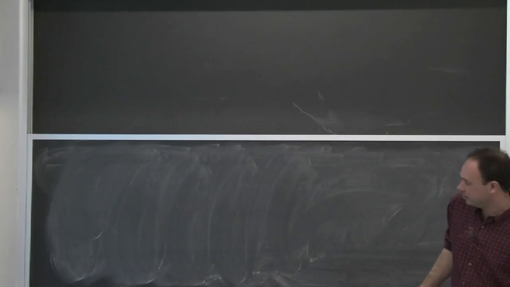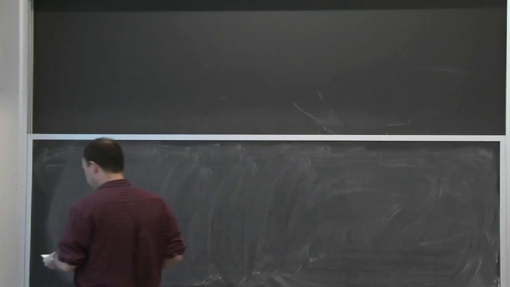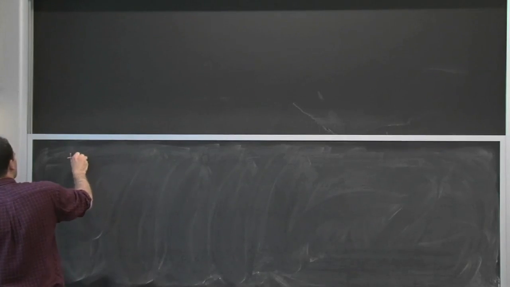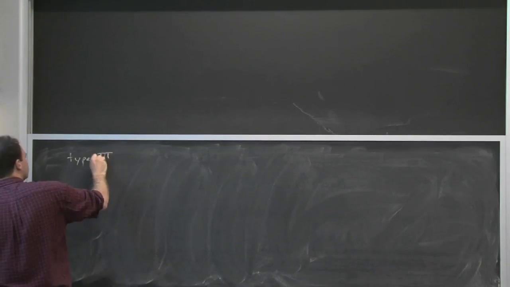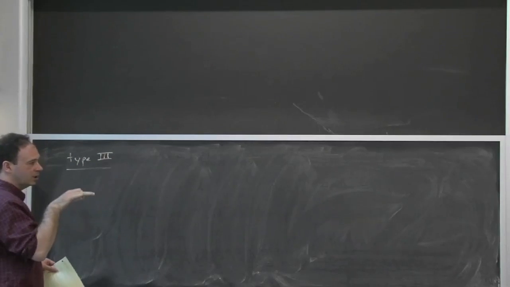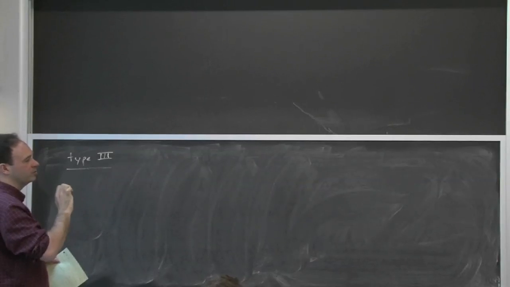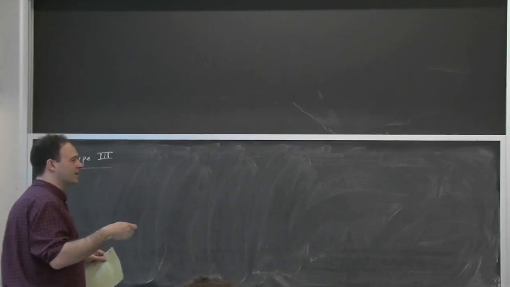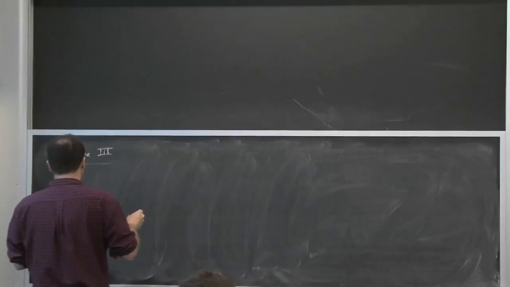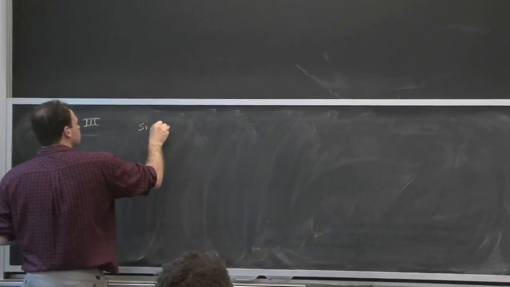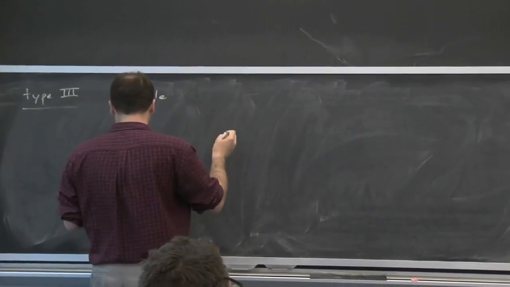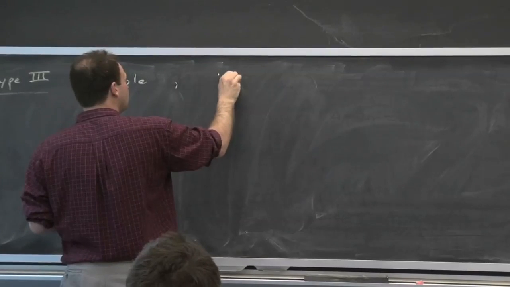So what does this correspond to physically? Type 3 is actually pretty simple. Type 3 is like a boost along, if you think about our back-to-back vectors, type 3 is like the analog of a boost, but you're transforming it in the passive sense of transforming the axis. And the outcome is very simple.